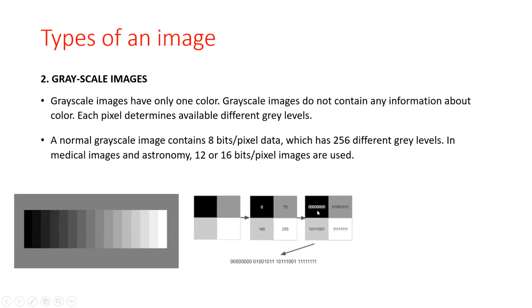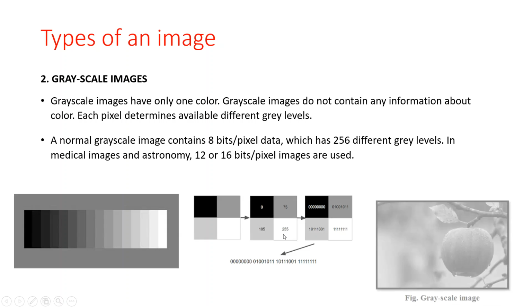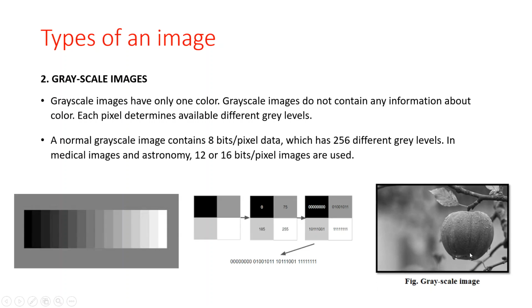All the 0 values, that is 8-bit pixel data, is called 0. Then here we have the 75 decimal value, the 185 decimal value, and for this the 255 decimal value. Okay, and this is our grayscale image.